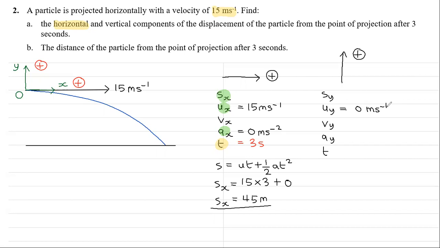The final velocity we don't know. And the acceleration vertically is actually a deceleration, so that's negative 9.8 meters per second squared. And the thing that binds them together is the time. So we're interested in the time at 3 seconds.